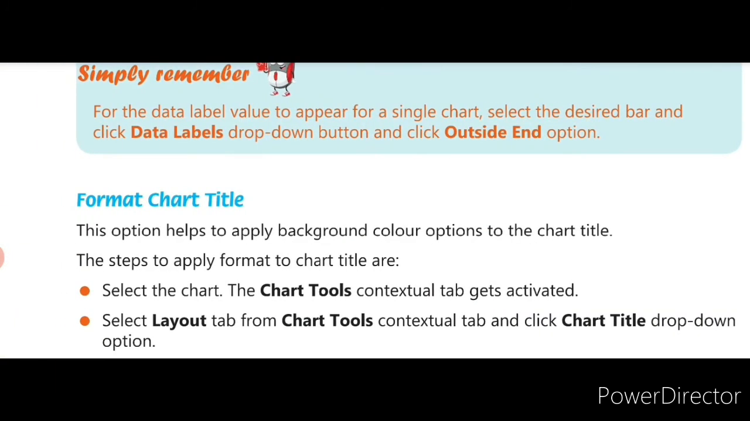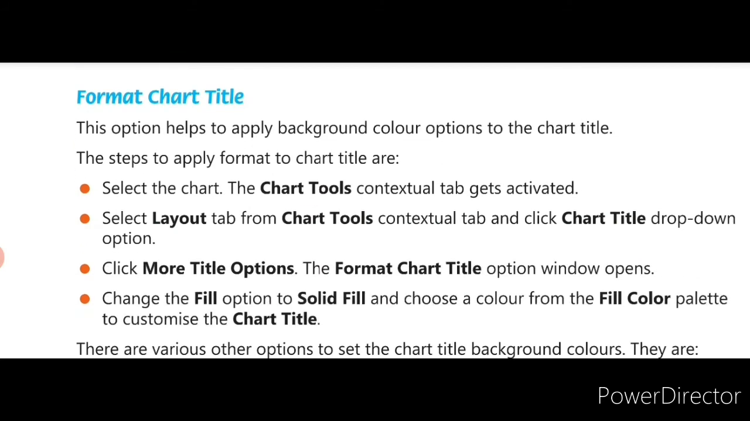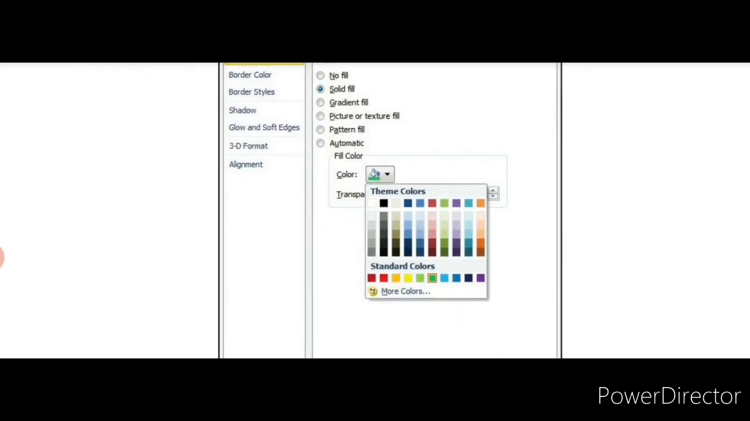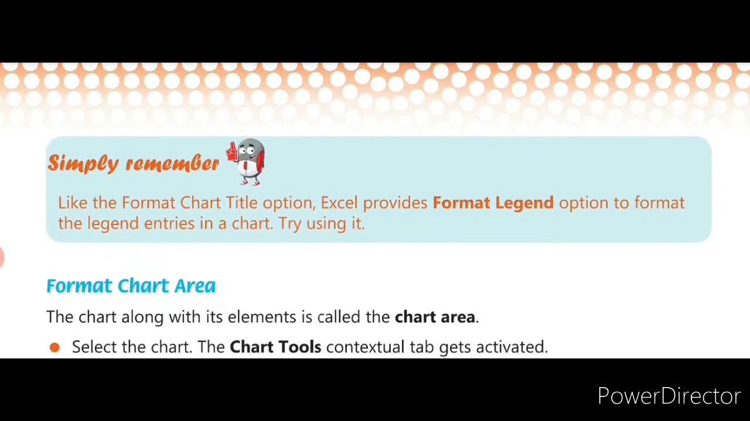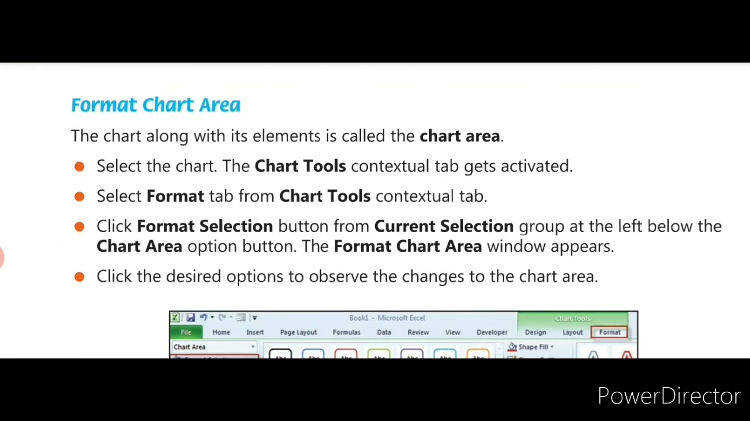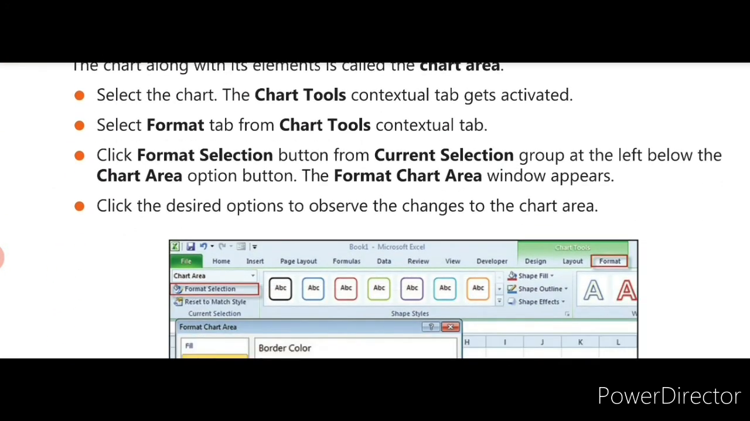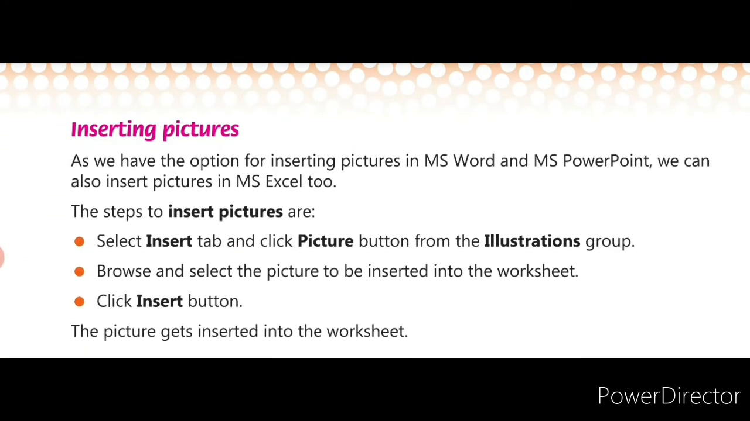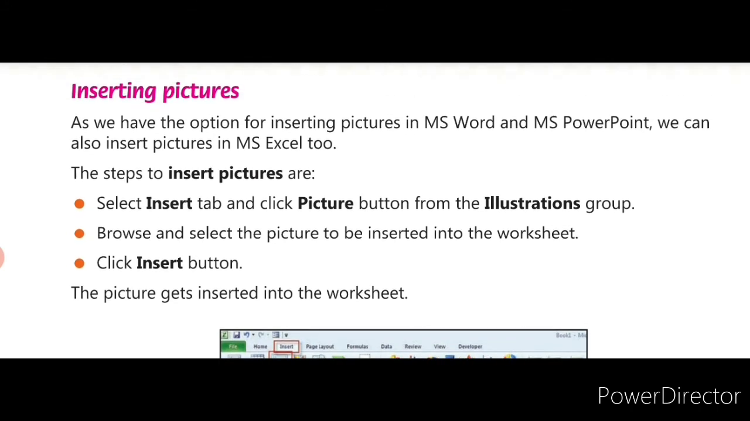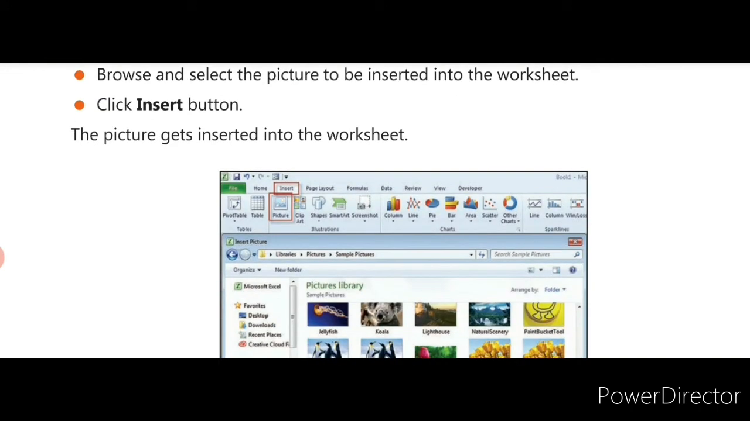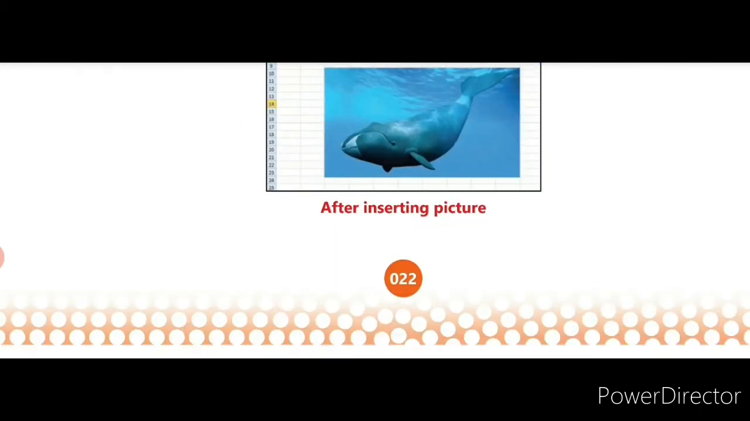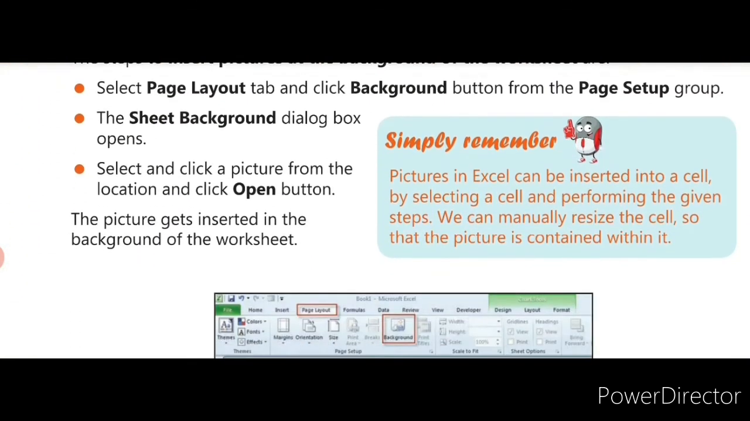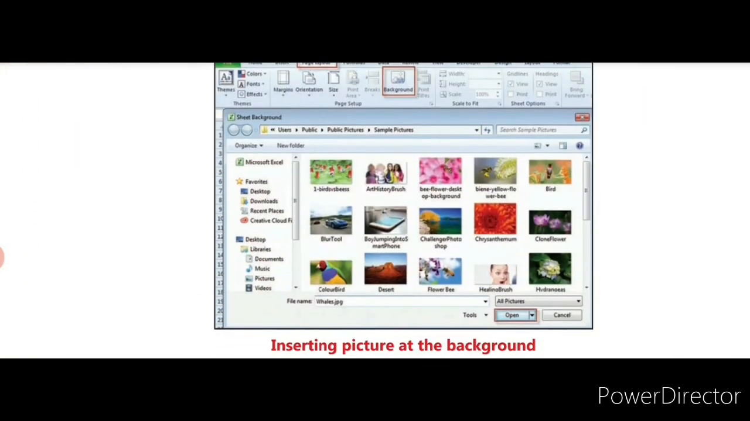We have seen how to format the chart title. These are the steps to be followed. Then we have seen how to format the chart area, which is nothing but changing the chart area. Next we have seen how to insert pictures, like in MS Word and MS PowerPoint. Next we have seen how to insert pictures in the background of the worksheet. These are the steps to be followed.